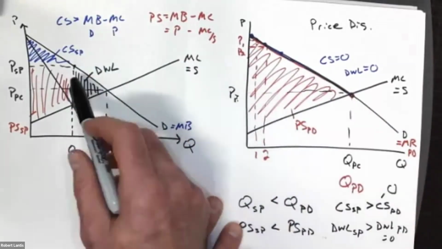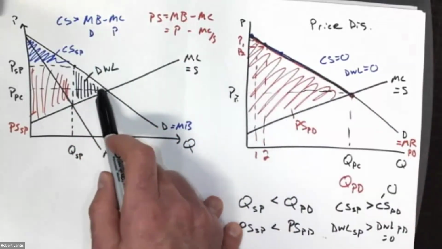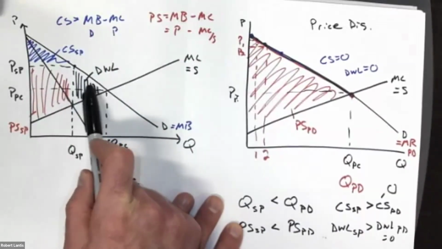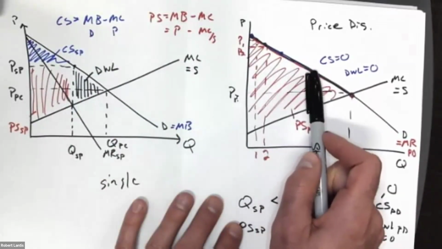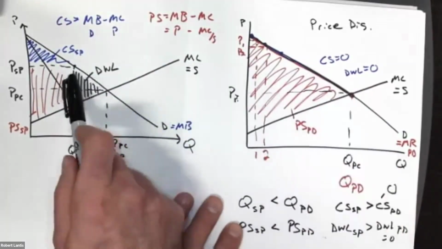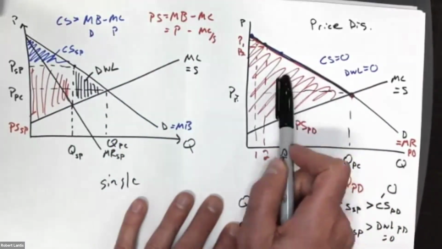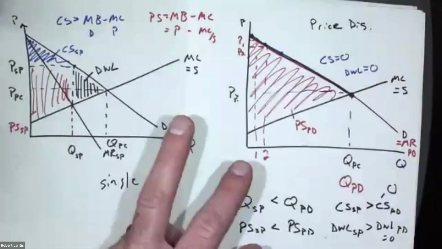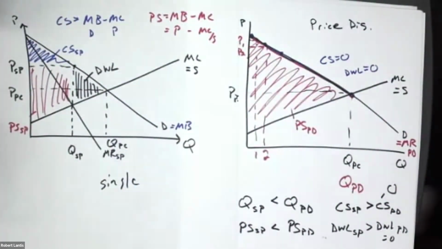There's also people out here who weren't buying it before. Their marginal benefit was below the price they had to pay, so they weren't buying it when I was charging a single price. Now that I'm charging them lower prices than that old single price, I've convinced them to purchase this good. So I'm gaining surplus as the producer from two different areas. Okay.